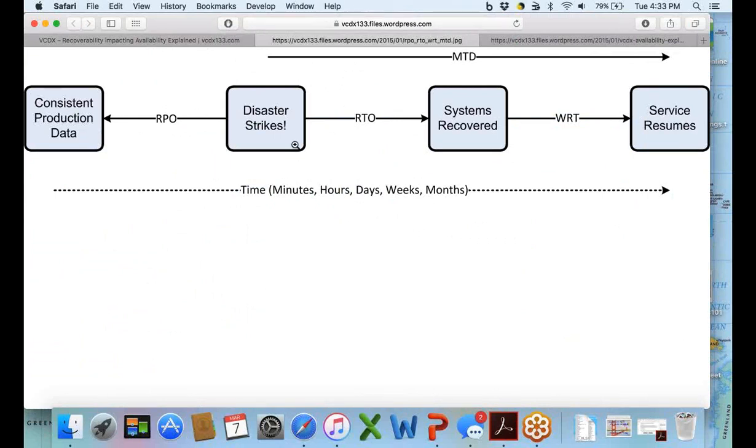Talks about, hey, everything's great. Oh no, something happens. Right? So we have the RPO between that. How much data can I lose between everything is good to something bad happens? And then to my systems being recovered. Okay, now your system being recovered versus the actual service being available, those are two different things.